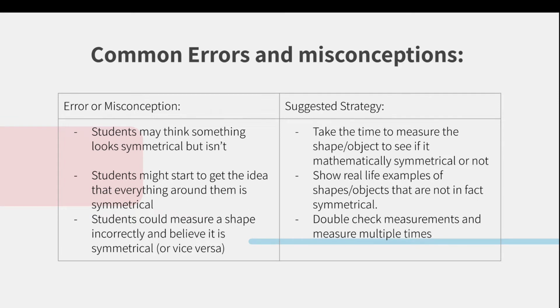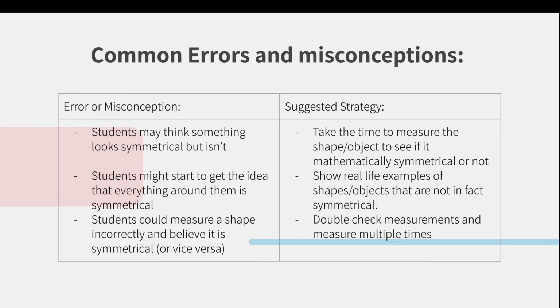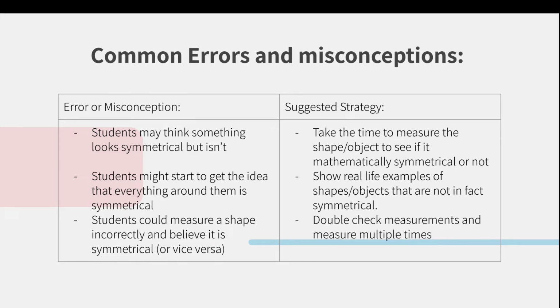Another one is that students might start to get the idea that everything around them is symmetrical. A strategy for that is to show real-life examples of shapes or objects that are not in fact symmetrical. And another error or misconception is that students could measure a shape incorrectly and believe it is symmetrical or vice versa. So students will just have to double check their measurements and measure multiple times.